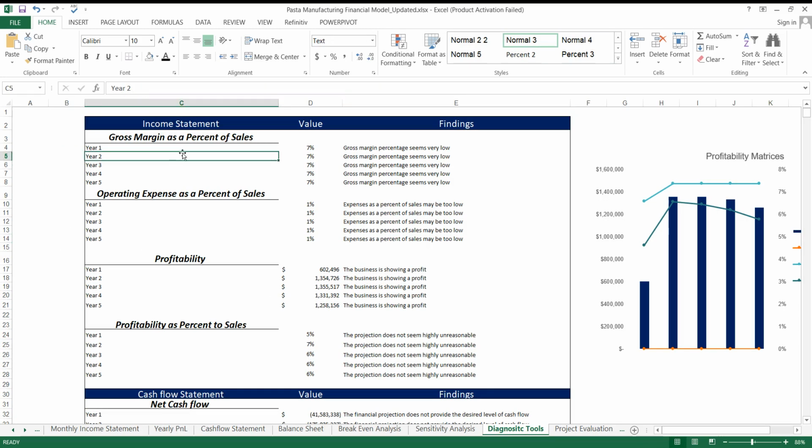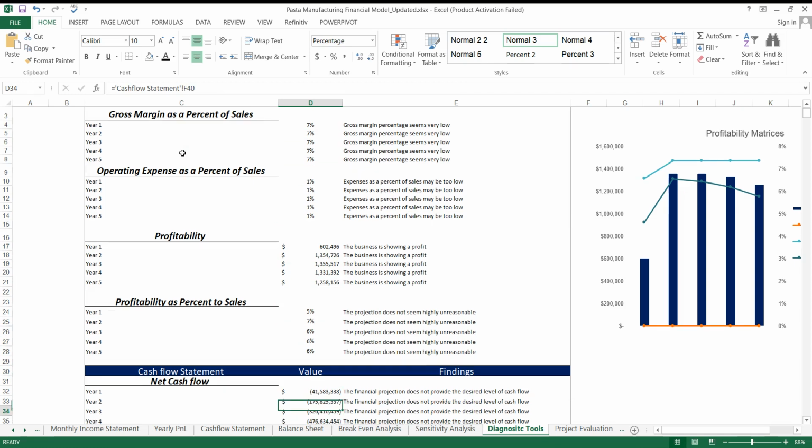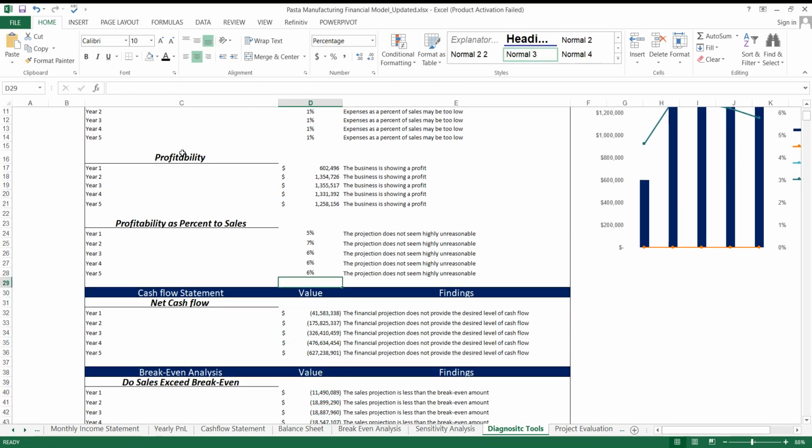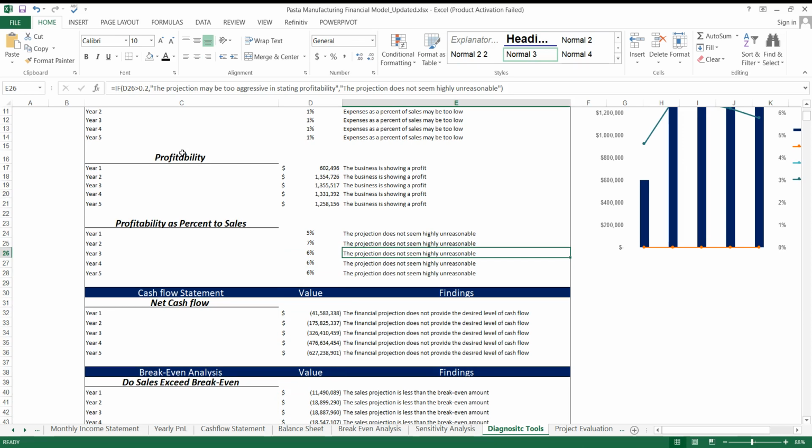This sheet is used to do a diagnostic analysis of the business. It calculates different ratios from income statement and balance sheet, and this analysis comes from an inbuilt function which will be generated automatically.